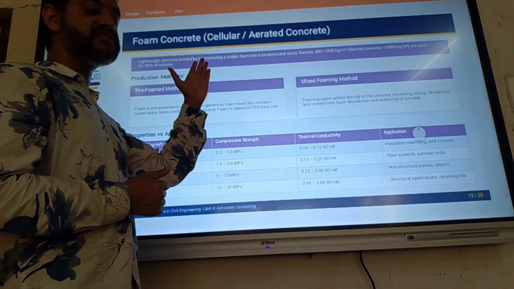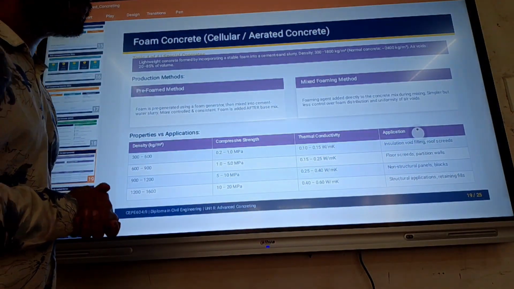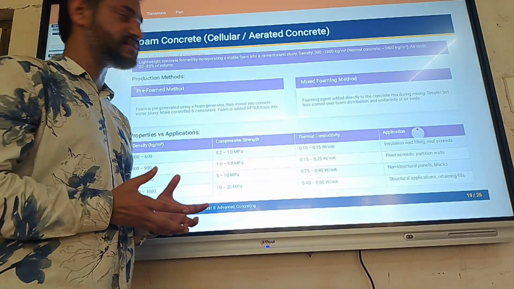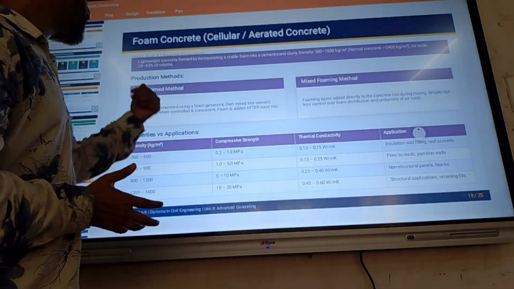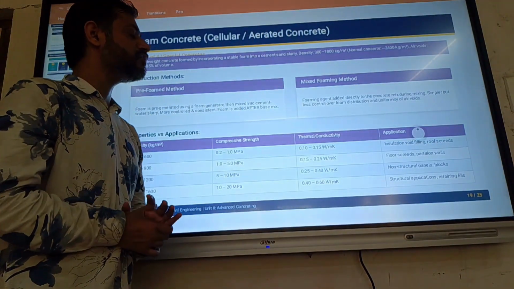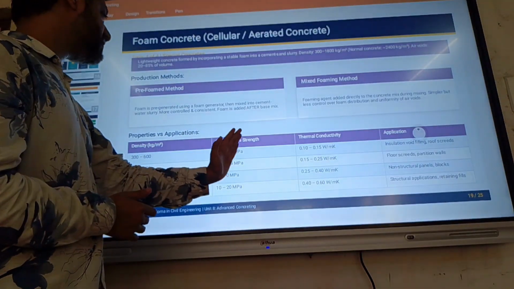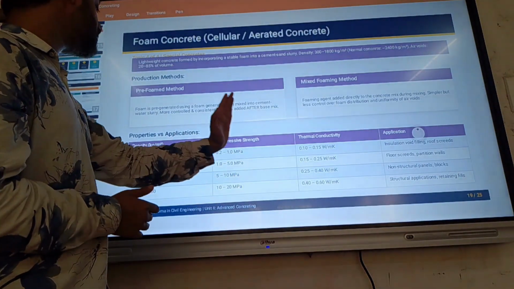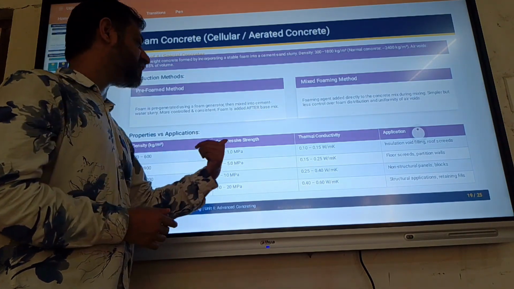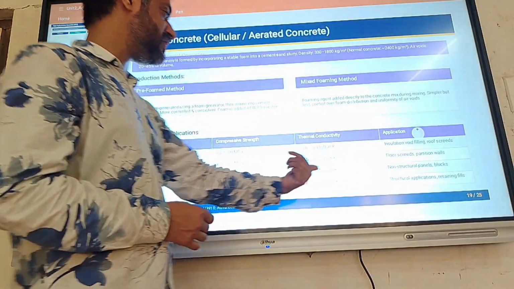See, foam concrete is also very important, very light in weight, basically made with lightweight aggregates. Production methods are basically the pre-formed method and the mixed foaming method. So properties versus application, you can see the differentiation between the different parameters: density, compressive strength, thermal conductivity and application uses, right?